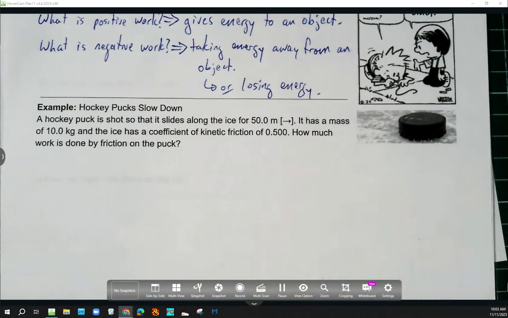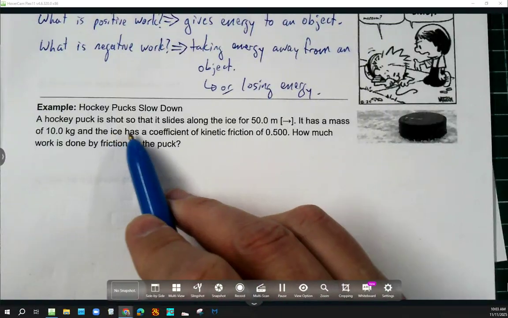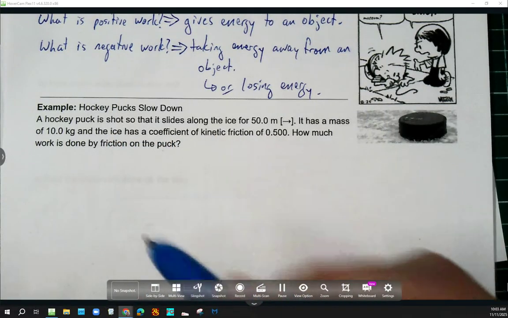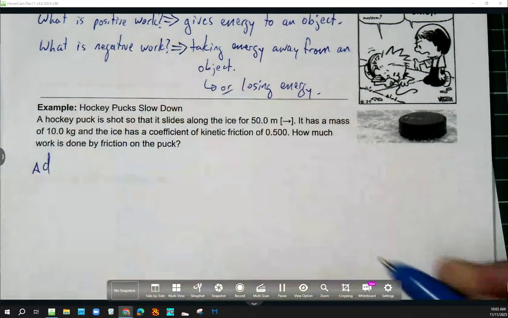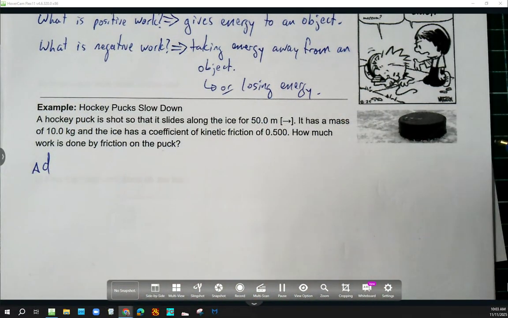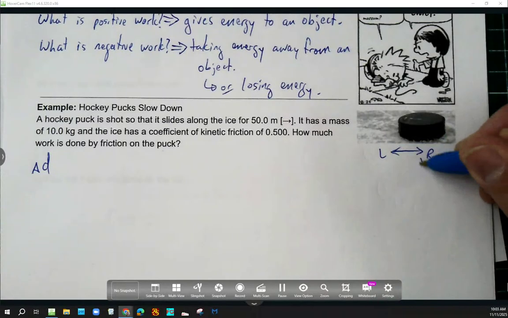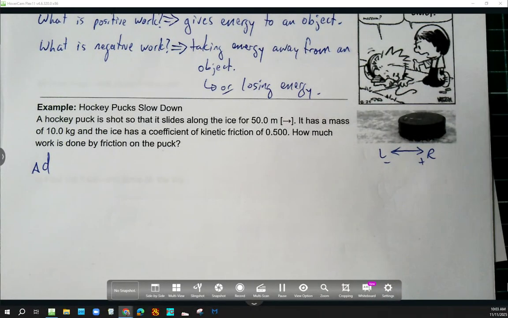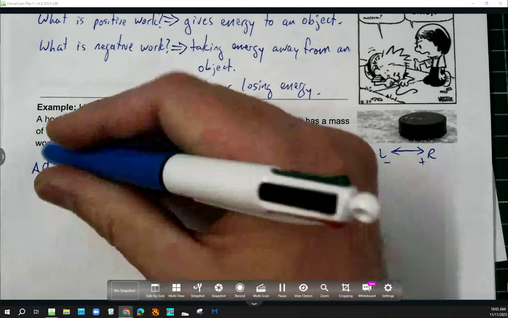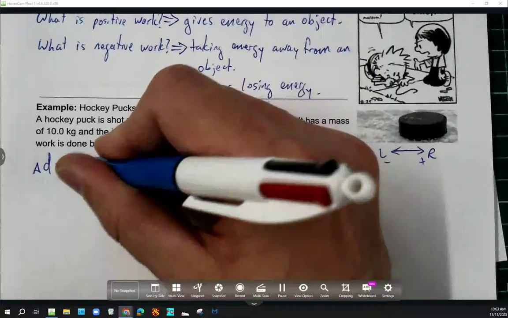Jewel thief. All right, so here we've got a hockey puck. The hockey puck is shot so that it slides along the ice for 50 meters. Right away, I'm going to say it looks like we have a left-right situation here. The puck is traveling towards the right. Right is going to be positive, left is going to be negative. We're traveling for 50 meters, so let's say positive 50.0 meters.